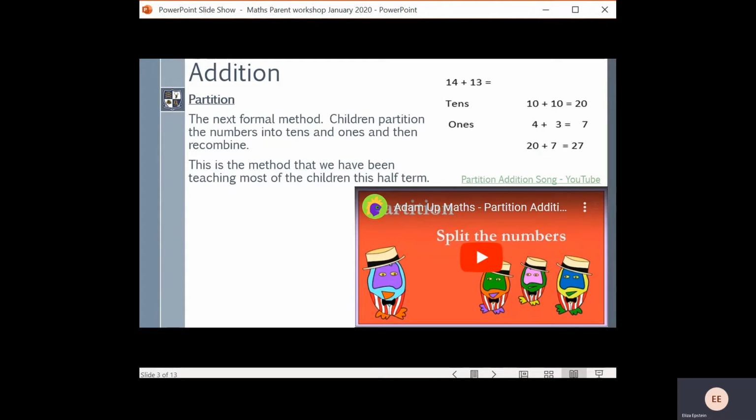The children love singing it, they all know it, and it's quite a nice way to help them to remember the steps. There's an example above, 14 add 13, partition them into tens and then ones, and then add the tens, add the ones. I will do an example of each at the end as well on the whiteboard so you can see exactly how we model it in school.